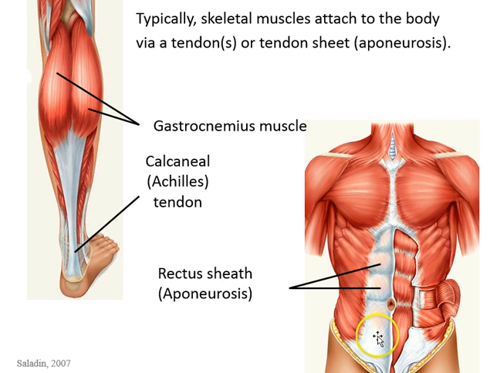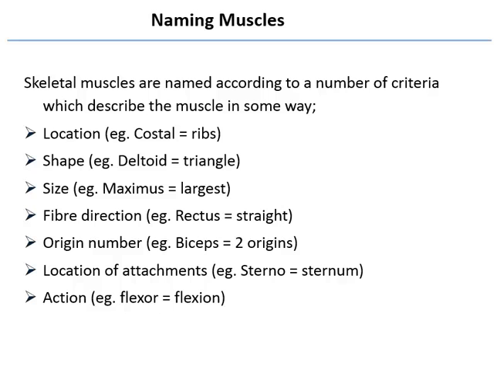On the right-hand side, we can see an aponeurosis. That is like a broad, flat tendon sheet. In this case, it's forming attachments for abdominal muscles. One thing you'll notice when looking at skeletal muscles is that they have unusual and at first quite difficult names to understand. However, there is a definite method to this naming system.